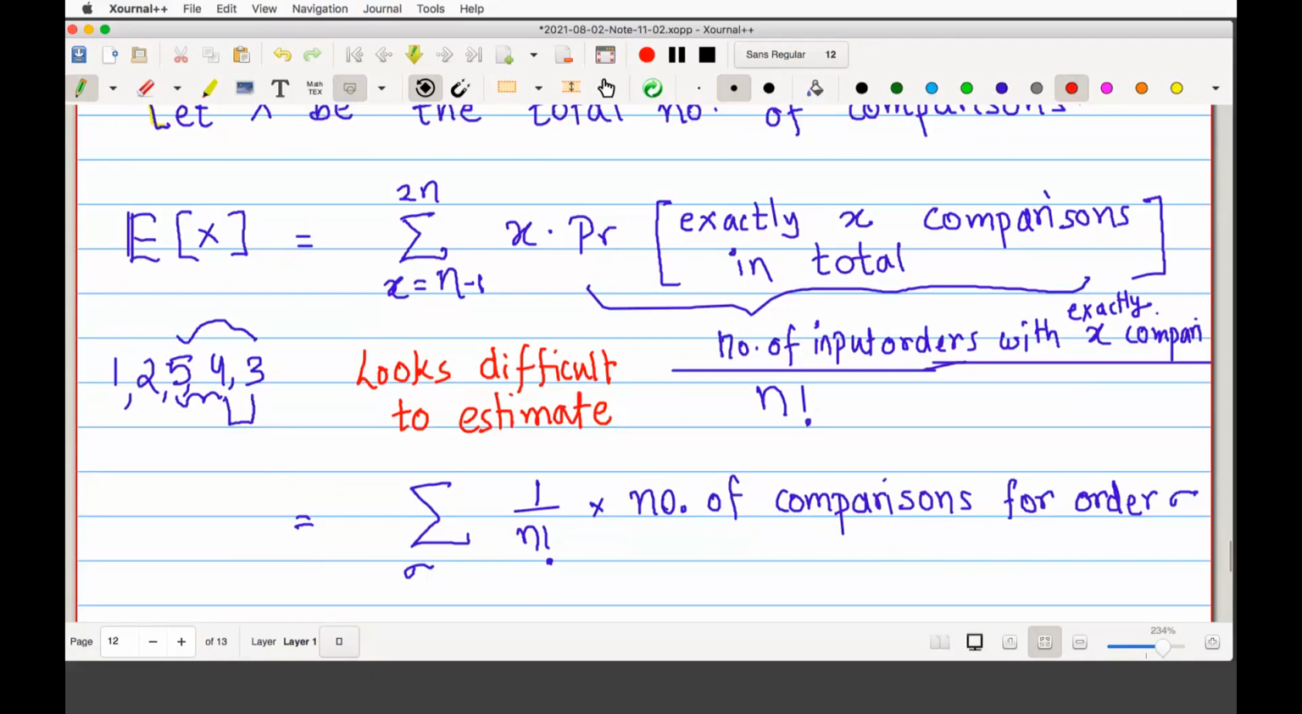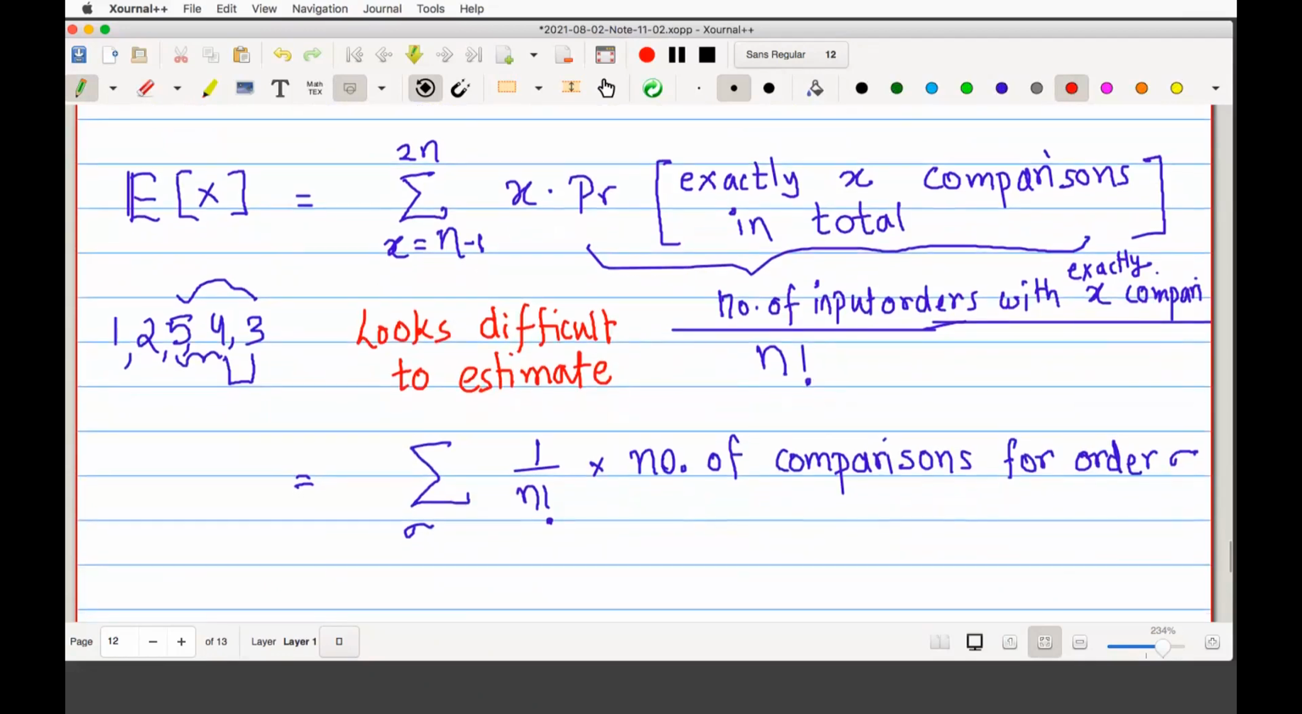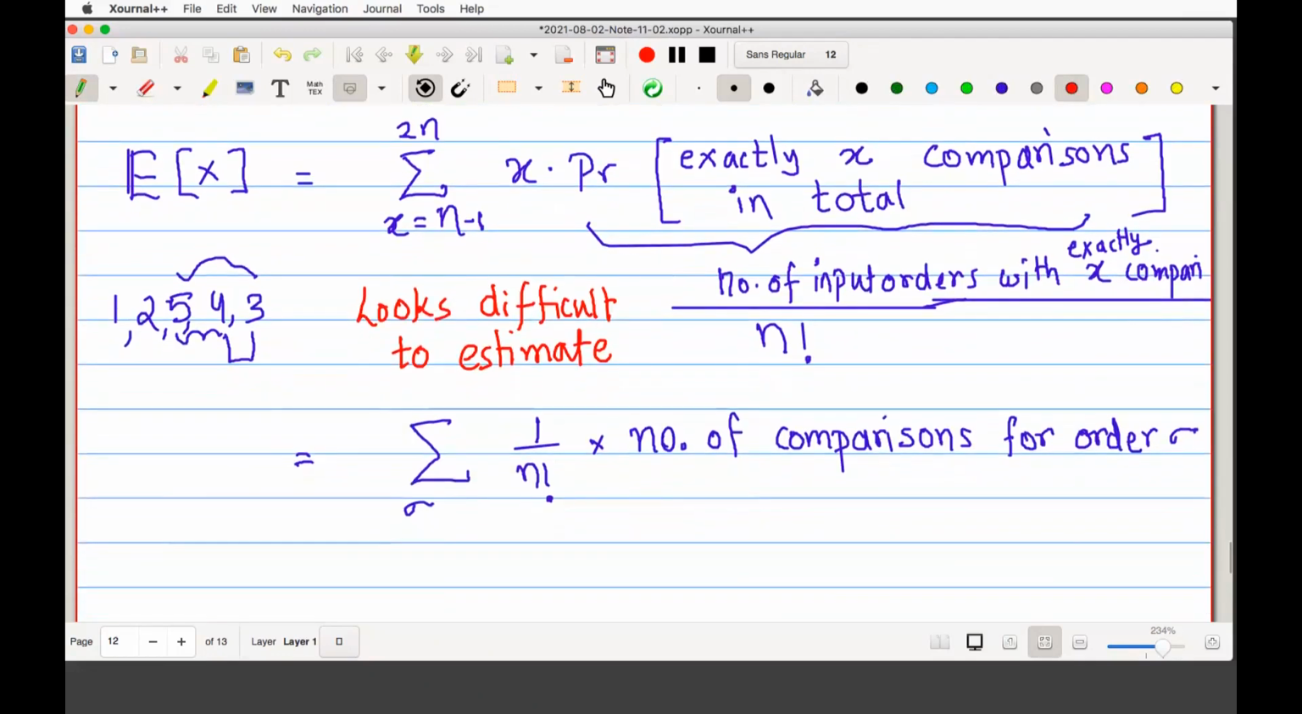And yeah, this second formula also doesn't look very helpful. I mean, I can't really go over all permutations and for each permutation estimate this. From computational point of view, clearly the first formula looks more helpful, but even there, it's not really clear how to estimate.